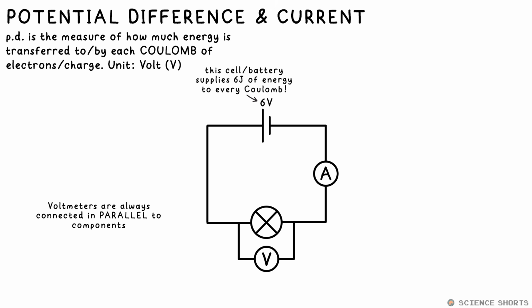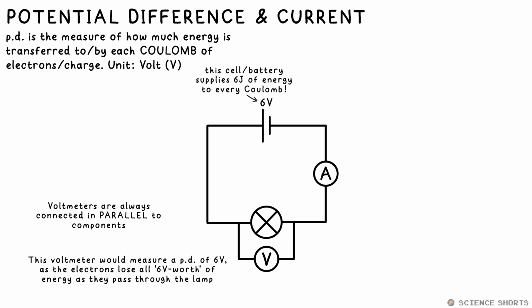Voltmeters always get added last to a circuit, as they're always connected in parallel to the component you want to measure the PD for. In the real world, that means the wires or leads or cables from the voltmeter always piggyback into the leads going into the component. If you put the voltmeter across the battery, it should measure 6 volts. That's because 6 volts worth of energy is supplied to the electrons as they pass through the battery. That just means that 6 joules of energy is supplied to each coulomb.